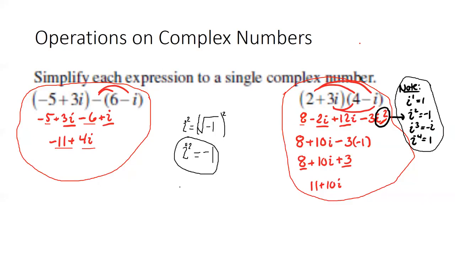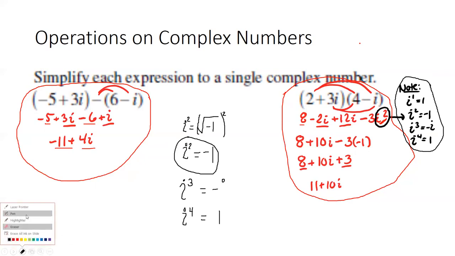Is i cubed, so that you see it written as well, that's going to be negative i. These look crazy, I know. I'm really doing my best here. We're all doing our best here. And i to the 4th is actually just going to be equal to 1. So i cubed is negative i.